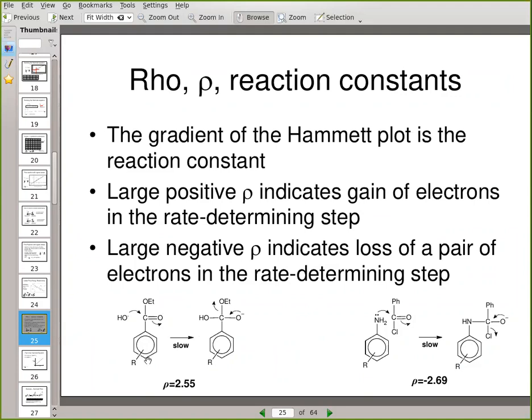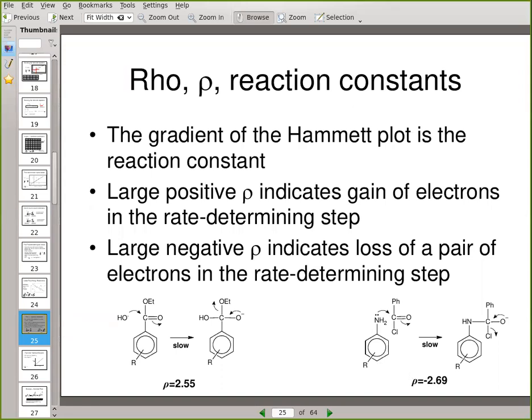So here's an example where we have our probe and we're gaining electrons towards us. This fragment contains our probe into the reaction where we'll place electron donating and electron withdrawing groups. And you can see we're receiving a pair of electrons in the rate determining step. That is why our reaction constant is positive, meaning that electron withdrawing groups will accelerate this reaction. However, in this case, what we have is electron donating groups accelerate the reaction, and that's why we have a negative slope.